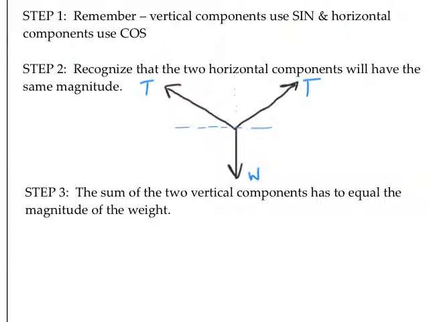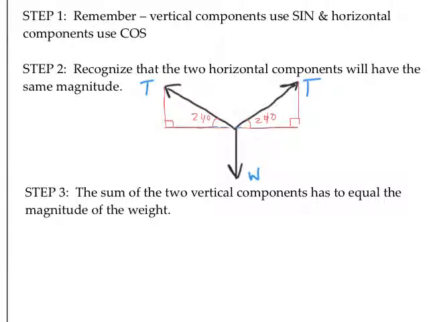So from looking at our picture, we want to recognize that the two horizontal components are going to have the same magnitude. So if we were to drop a line straight down from each of our forces and make a right triangle, we know that this is 24 degrees. And then we can do the same thing on the other side and make that tension into a right triangle. And this is 24 degrees.